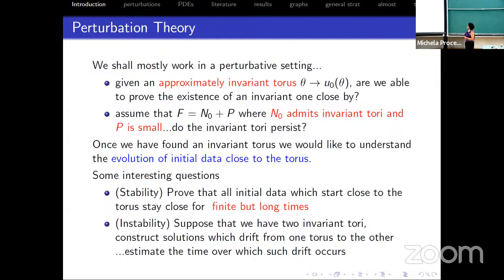So there are two classes of interesting questions. One is: assume that you start close. Do I stay close to the torus, and for how long? The interest there is to find a lower bound on the stability time. The other question: assume that you have two invariant tori. Can I find a solution that starts close to one and goes close to the other? Or assume I have one invariant torus. Can I find a solution that starts close to it and goes to infinity?